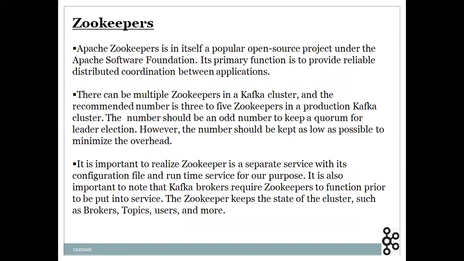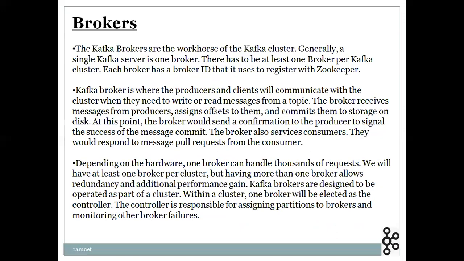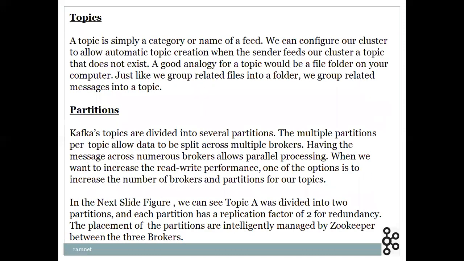It is pointing like a CPU. You can just say central processing unit, like between the producers and the consumers. Brokers are the workhorse of the Kafka cluster, having one broker or another. Then topics are the ones which are going to be a category. You can just say that.